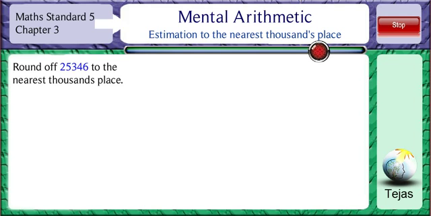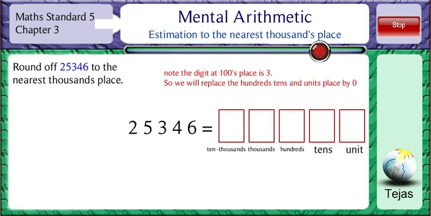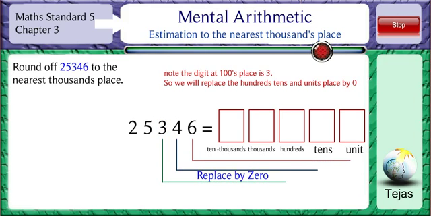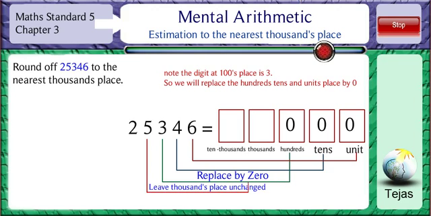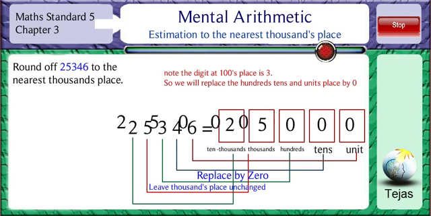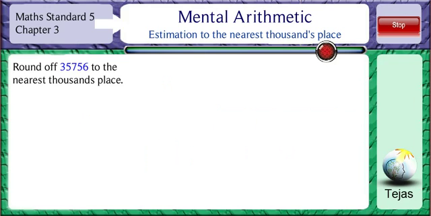Round off 25,346 to the nearest thousands place. The digit in the hundreds place is 3. Since it is lesser than 5, we replace the digits in the units, tens and hundreds place by 0. The value in the thousands place remains to be 5 and the final value will be 25,000.